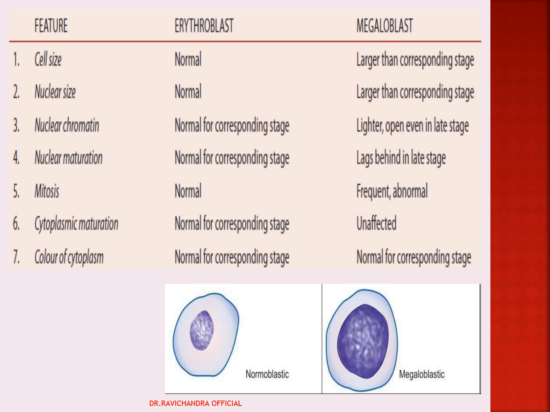The color of the cytoplasm is normal for the corresponding stage in erythroblast, and it is also similar in all the megaloblasts. You can clearly see the picture showing a normoblast and megaloblast, how the size and nuclear features are varying in both the conditions.